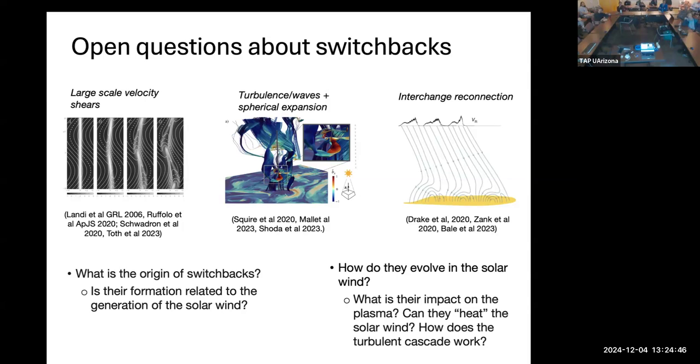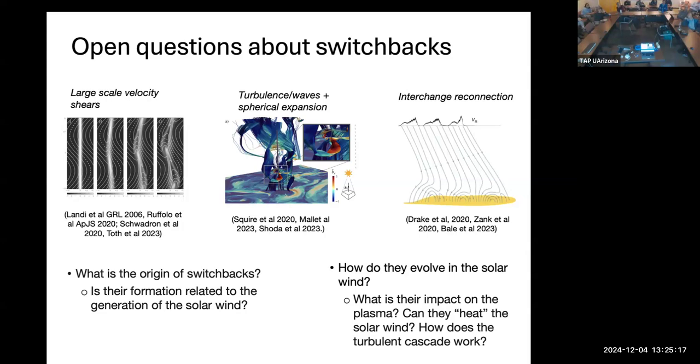And there are two schools of thought. One line of thought places the origin of switchbacks back in the corona. And what they're claiming is that reconnection between open and closed field lines generates the switchbacks. And so in this case, switchbacks are just a proxy or a byproduct of reconnection, which will be the actual process responsible for generating the wind.